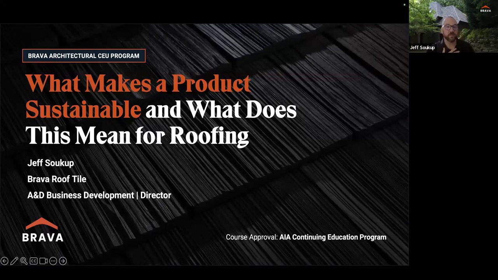My name is Jeff. As Kayla mentioned, I'm with Brava Roof Tile. I'm the A&D Business Development Director. We manufacture synthetic sustainable roofing materials. We essentially recycle plastic into sustainable roofing. So this CEU is about what makes a product sustainable, and what that means for roofing. Mostly, we're going to discuss sustainable manufacturing and sustainable products.